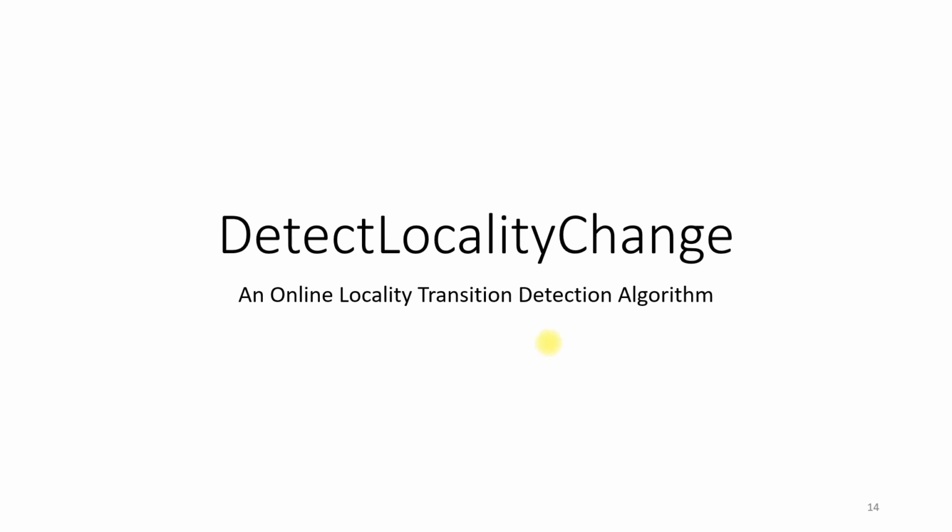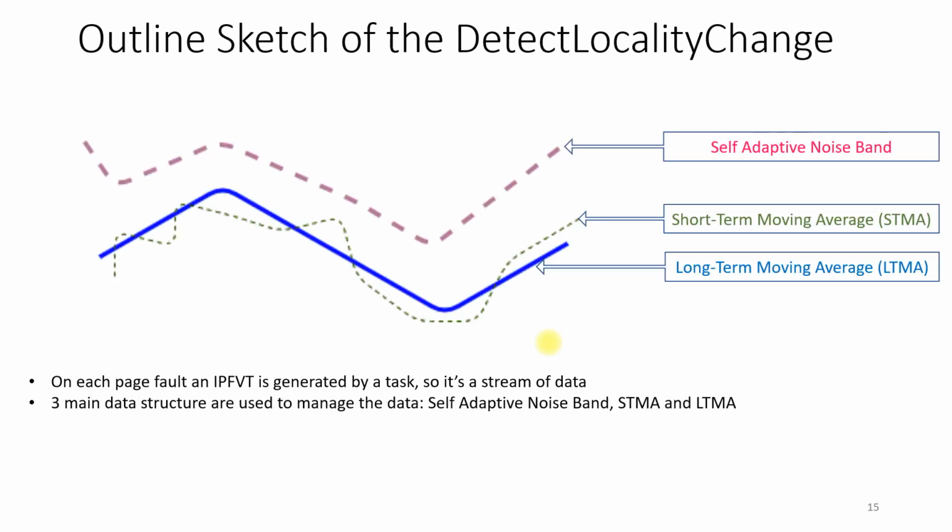Detect locality change. This is our transition detection algorithm, and it's an online algorithm. On each page fault, an IPFET is generated by a task. So it's a stream of data. To make the algorithm work, we define three main data structures to manage the data. One is the self-adaptive noise band. Second one is the short-term moving average. Third one is the long-term moving average.